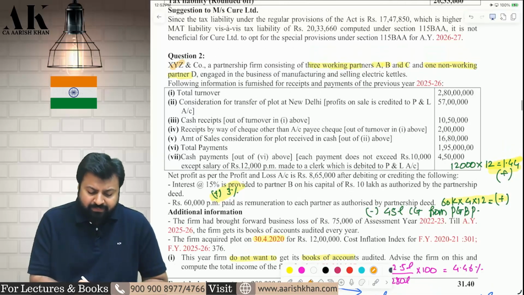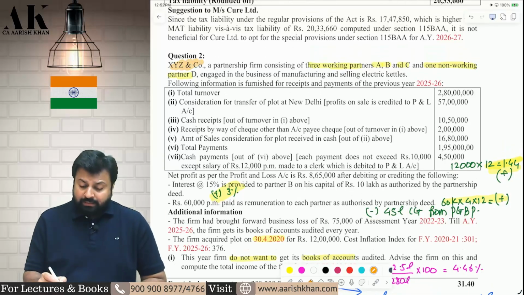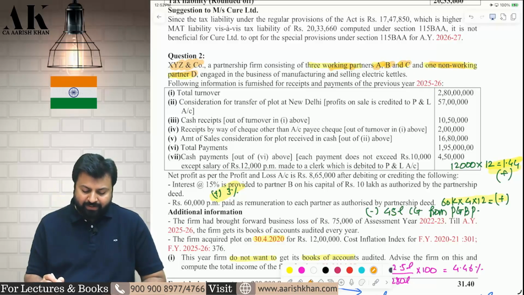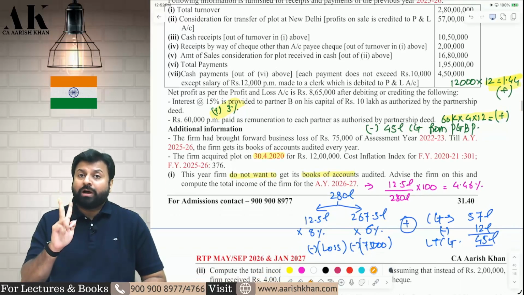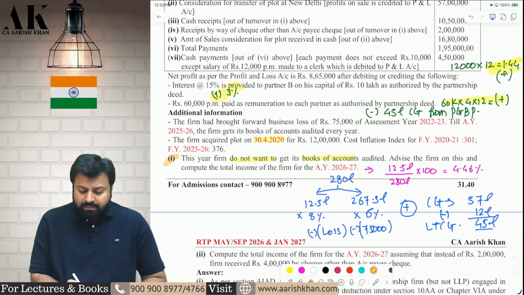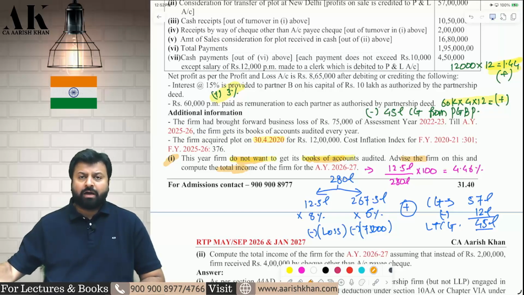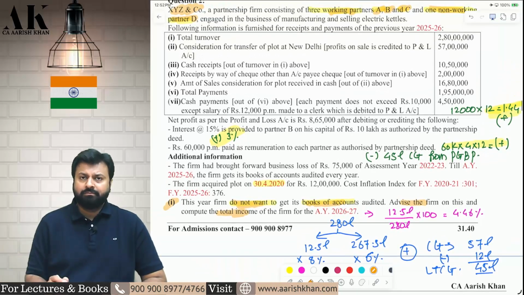It's a question on partnership firm XYZ and company. There are 3 partners, A, B, C, who are working partners, and there is 1 non-working partner. So total there are 4 partners, and their details are given, and you are supposed to compute two answers. First, the firm does not want to get its books of accounts audited. Advise the firm on its total income. You want to compute the total income of the firm. How will you compute the total income of the firm?